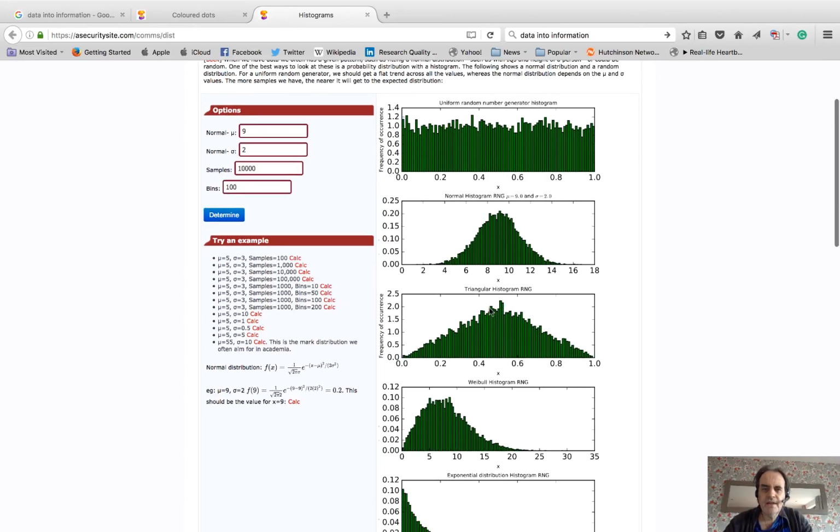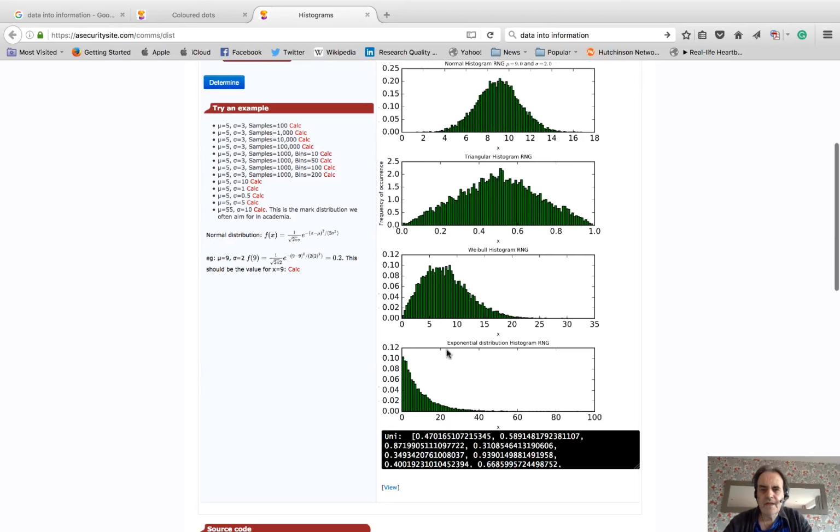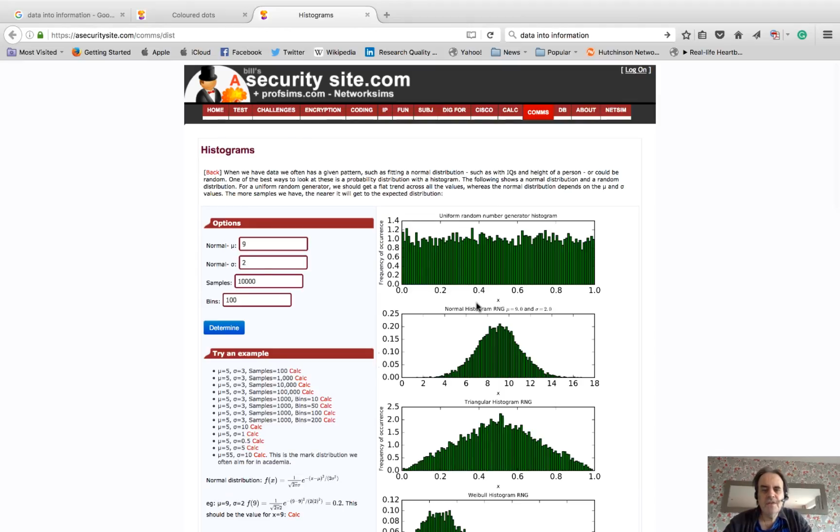This is the triangular one, the Weibull, and exponential distribution. So this allows us to be able to see how our population is distributed. So it might be things like a death age, where we'll have a mean value, and then we'll have a standard deviation around that.